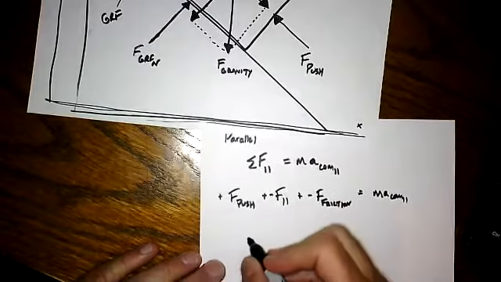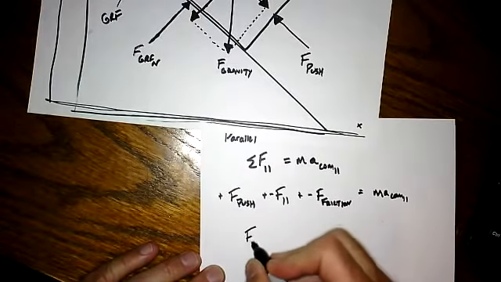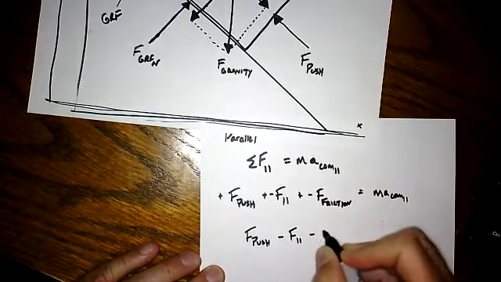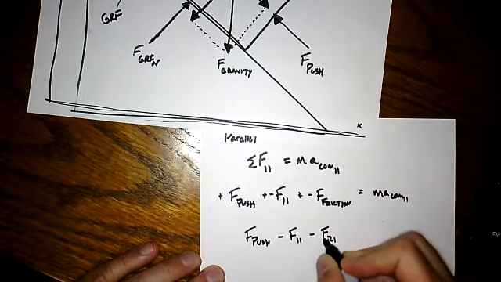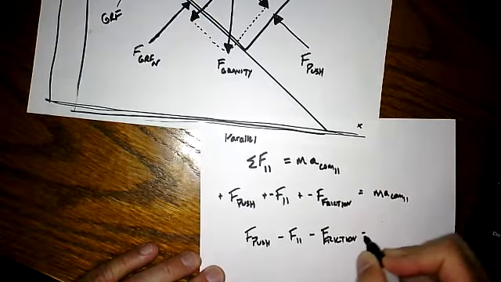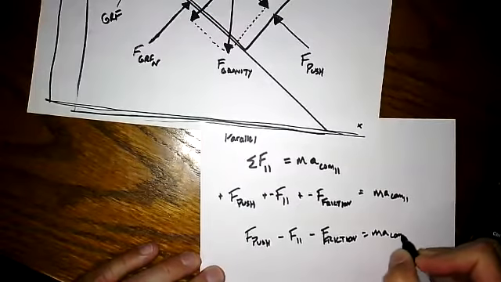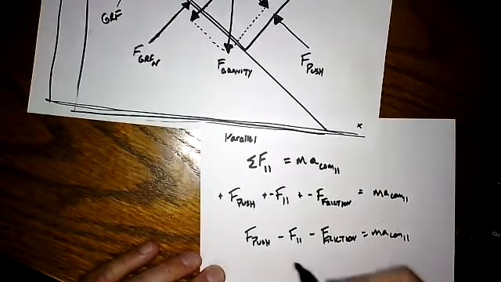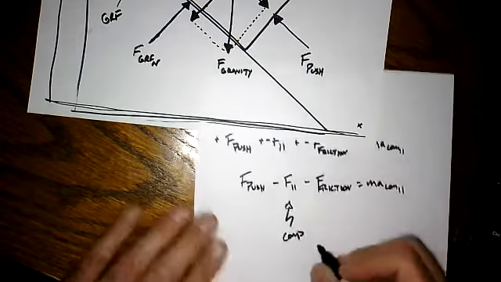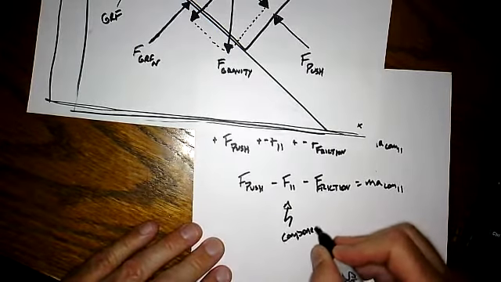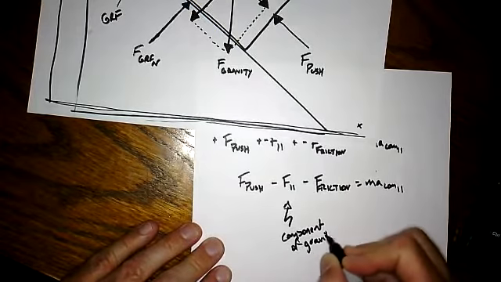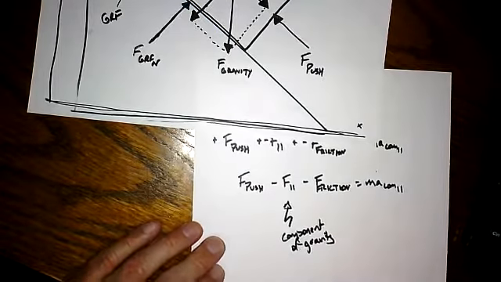Or we can just write it, make it a little cleaner here. F push minus F parallel minus F friction equals M a COM parallel. Remember, this is a component of gravity. It is not the weight of the object.